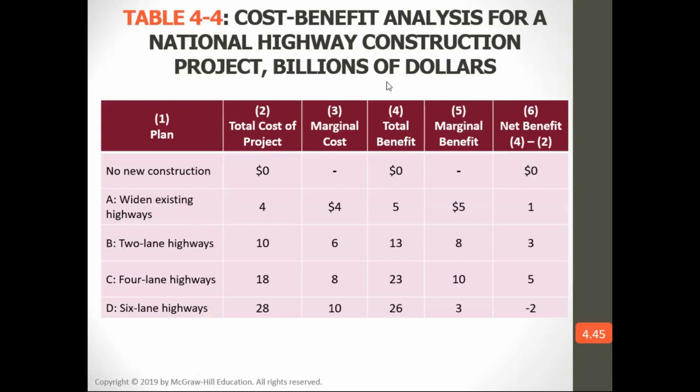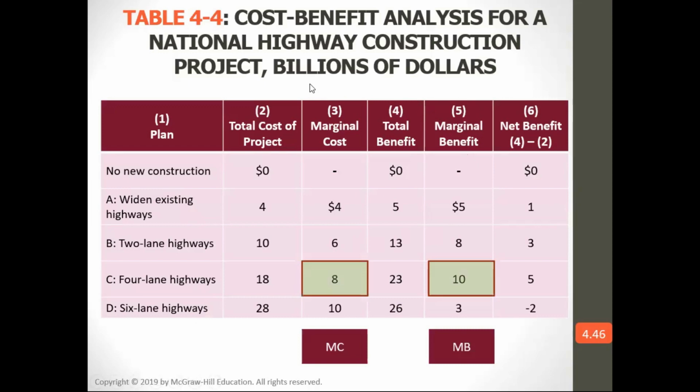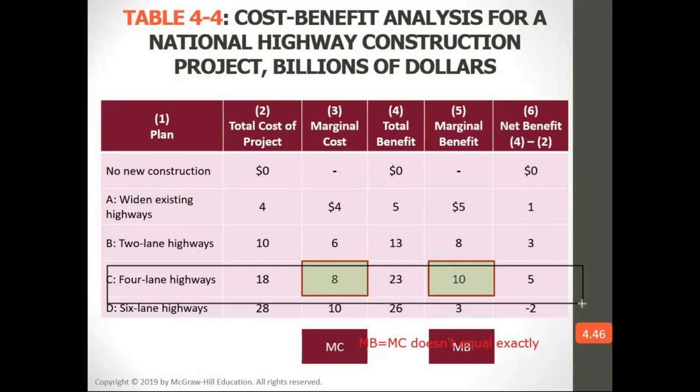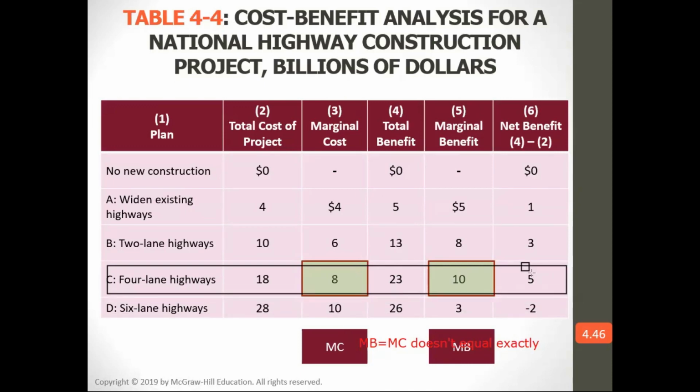So in this case, you want marginal benefit to equal marginal cost to make it most efficient. In this case, we don't have marginal benefit equal to marginal cost exactly, but it's close. So this one's the closest it gets. So 4-lane highways, this is the closest it gets, and this maximizes net benefits. So it's almost equal. 8 and 10 are close to being equal, and net benefit is highest.